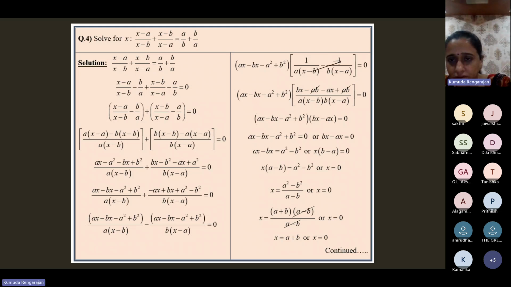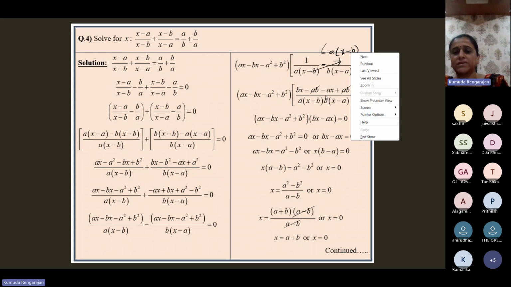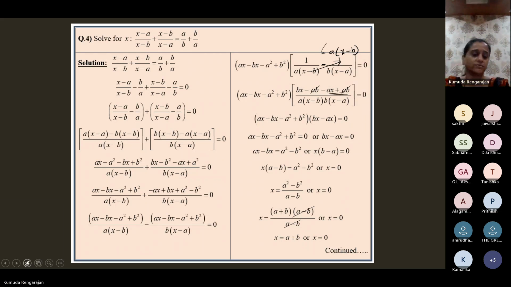When you write this one here, there's a minus here, and a into x minus b. So minus ax, minus into minus plus ab, minus ax plus ab. So now minus ab plus ab gets cancelled. So we have bx minus ax. And this denominator, because you have to cross multiply now, right? What will you do with this denominator? When you cross multiply, this is gone.